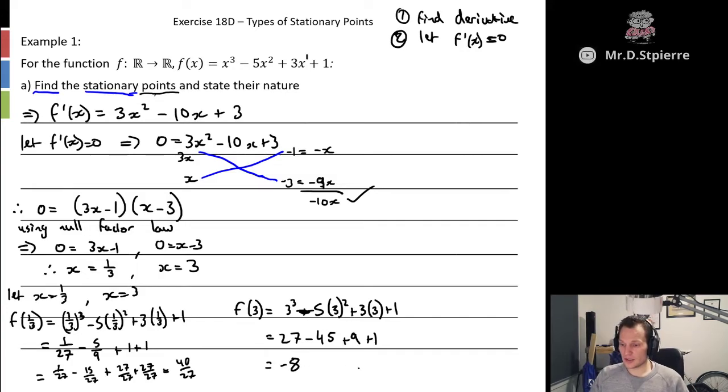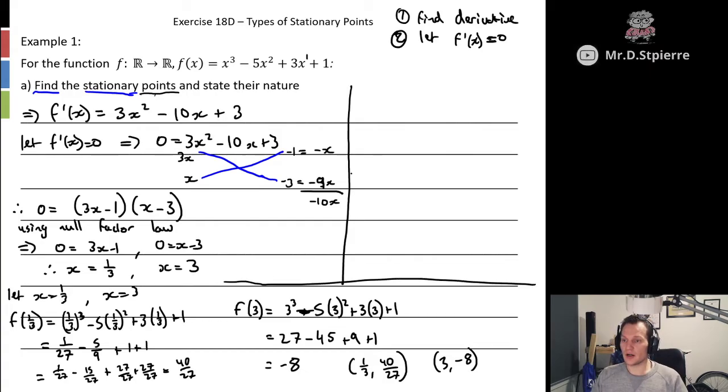So our two stationary points in coordinate form are (1/3, 40/27) and the other one is (3, -8). I'm going to make myself a little bit of space here. Rightio, we need to now determine the types and state their nature.